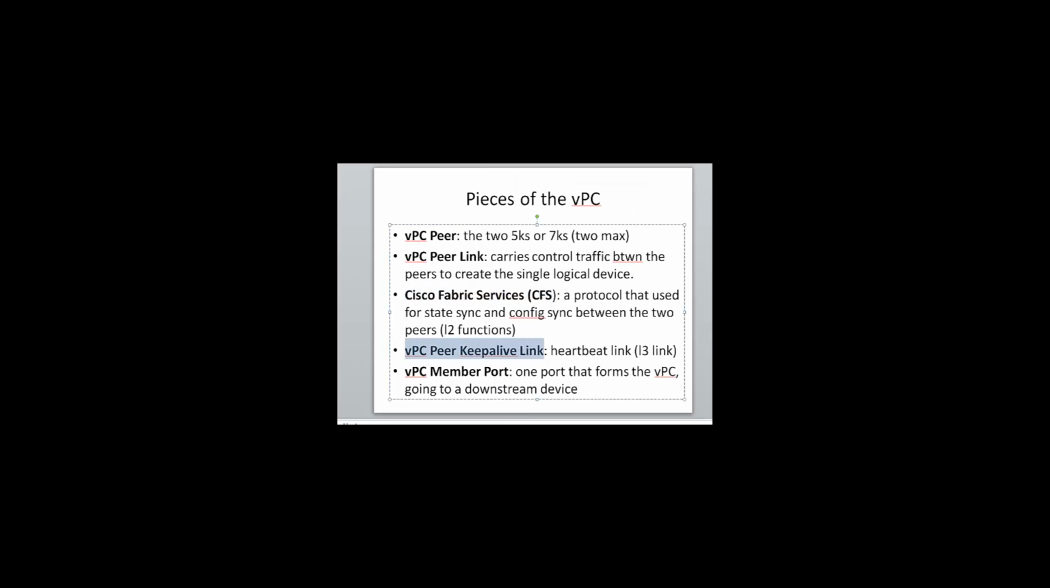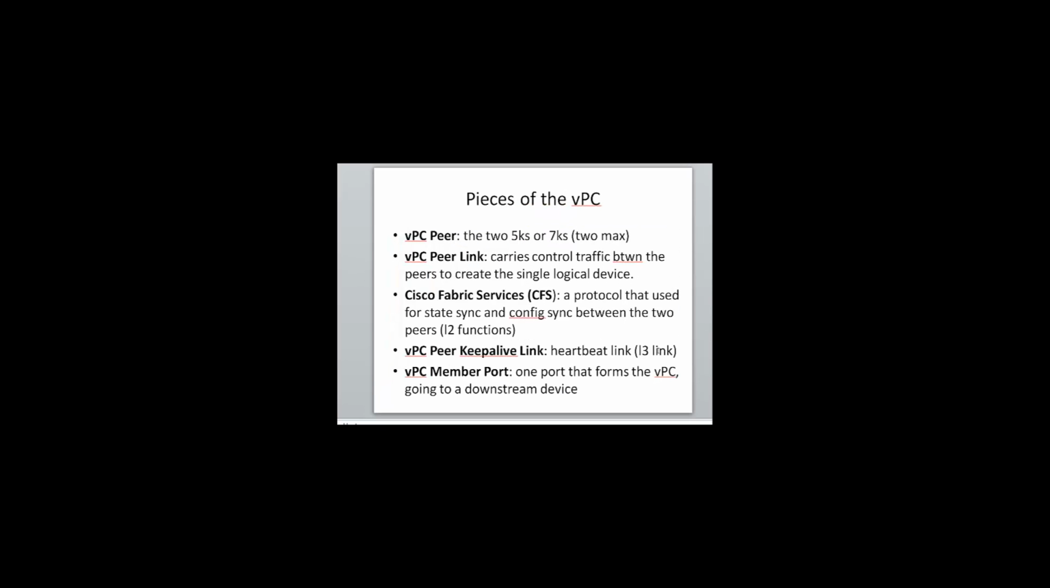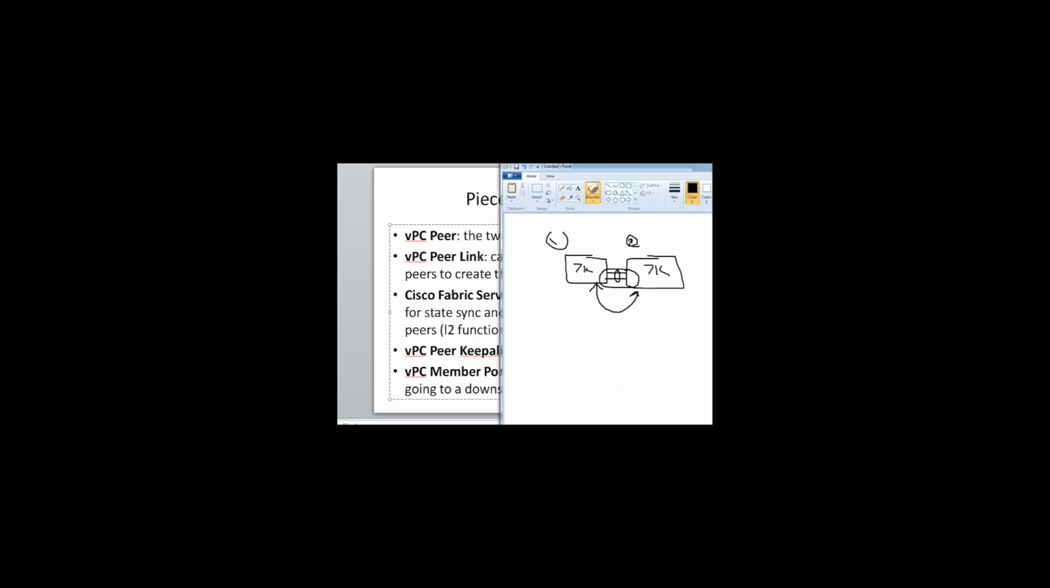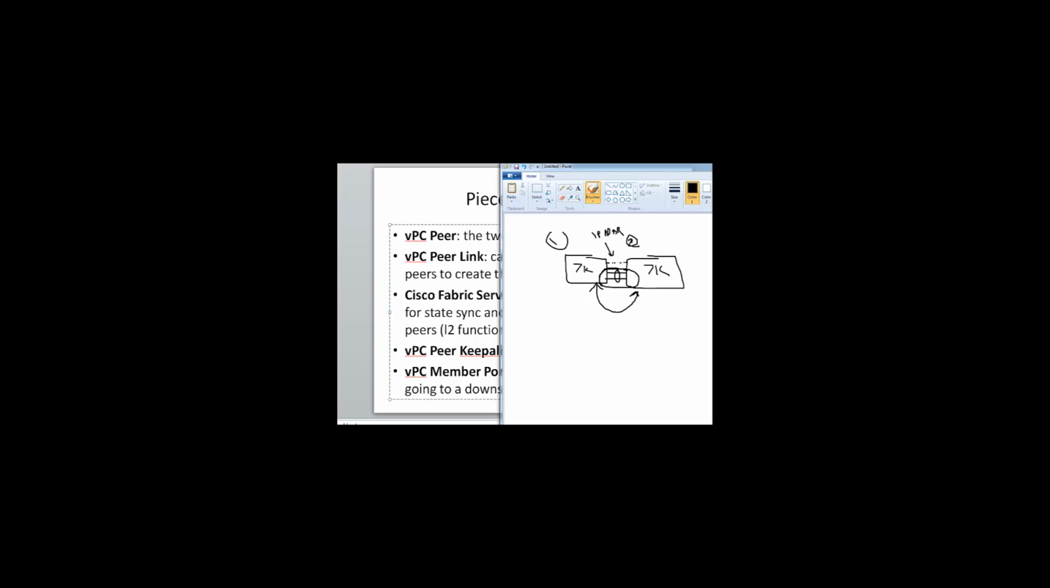The peer keepalive link is your heartbeat link, layer 3. I think I might have flip-flopped them on this slide, but the heartbeat link is just basically an IP address, and that's why I have the little dots. It's just an IP address. Can I ping you? Yes. Can I ping you? No. To make sure that it's up. And the peer link down here is the port channel or the trunk, which is layer 2. And up here is the layer 3 link for the keepalive.